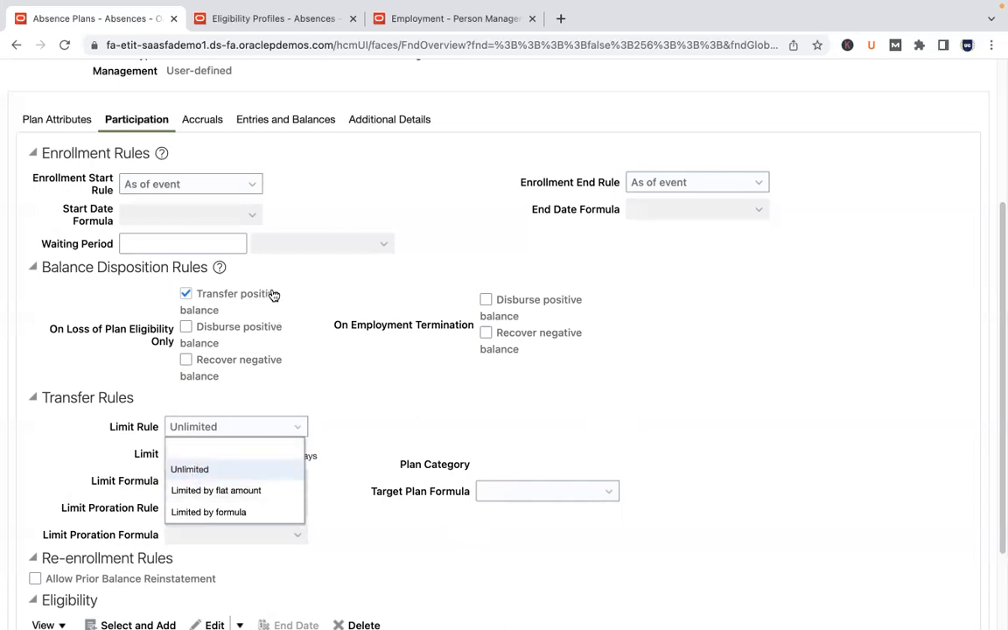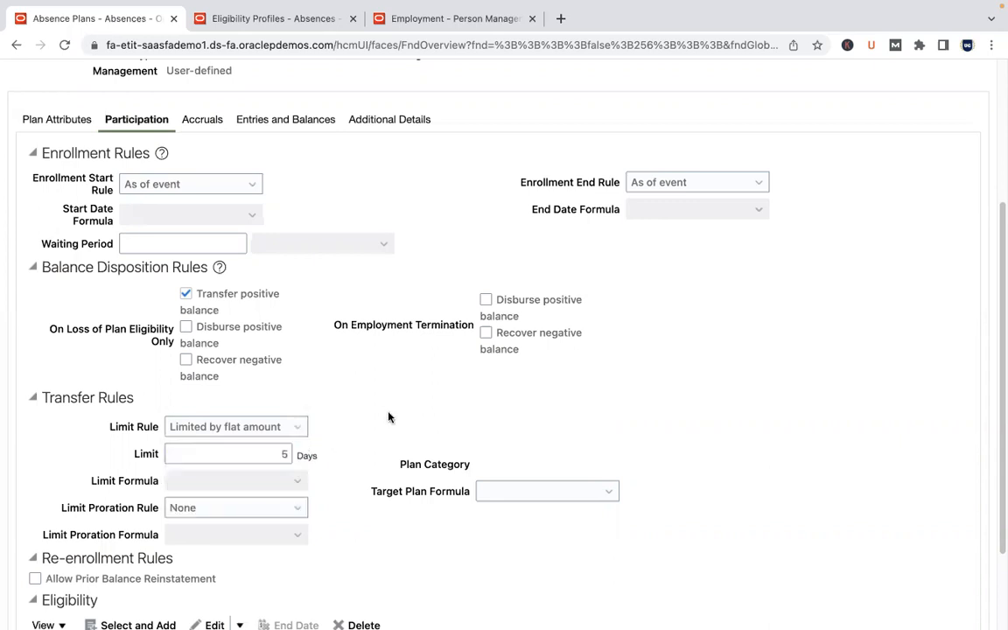Say, for example, I've got 10 leaves added in January. I became ineligible in June. I used 6 leaves and there are 4 leaves pending. You can let the employee transfer all the leaves, whatever they might have, unlimited, or you can limit it by a flat amount. And you can say a maximum of 5 days can be transferred to a different leave plan. Or you can also put up a fast formula there.